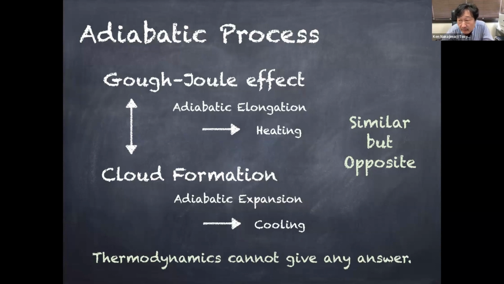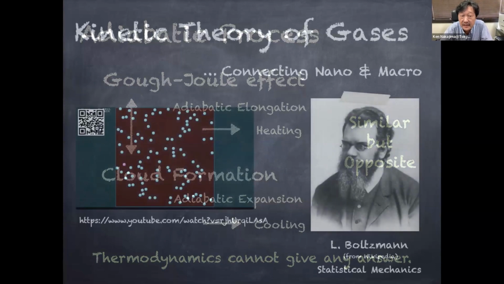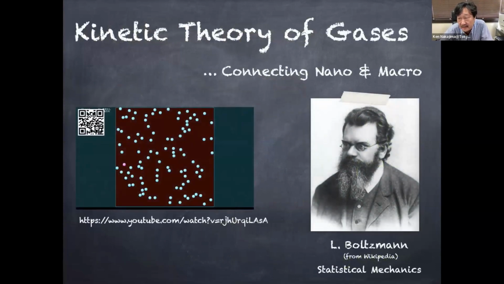Unfortunately, thermodynamics cannot give any answer on it. So to answer such a question, we need to move to a different science, which is statistical physics. Maybe the engineering students do not learn statistical physics, but in the department of physics or department of material science, the undergraduate students in university usually learn about this, statistical physics.